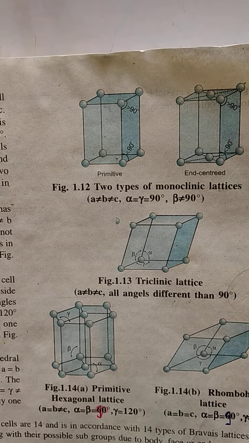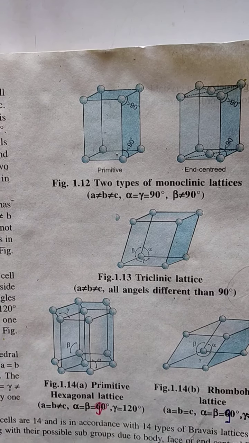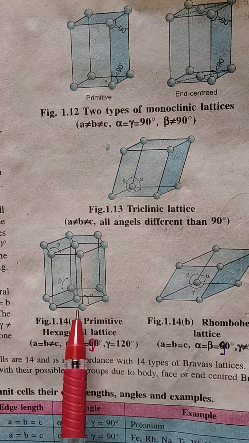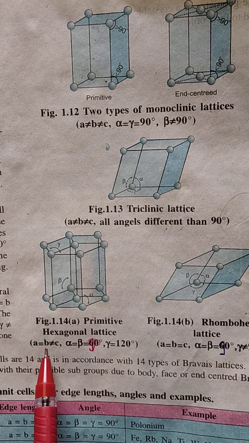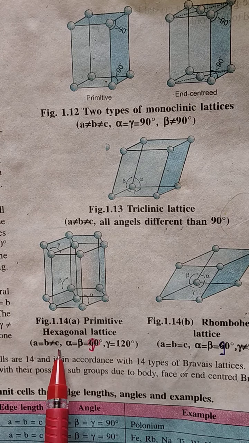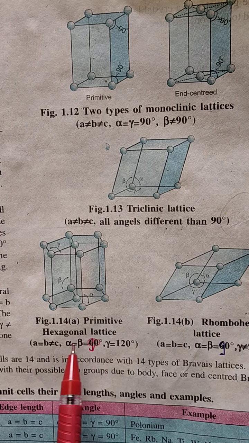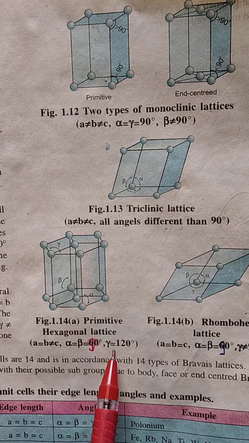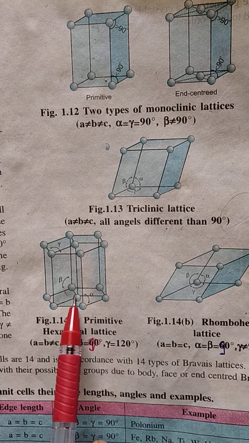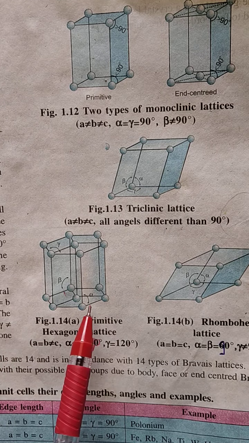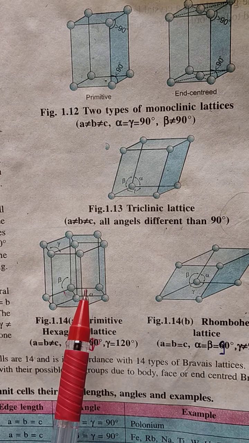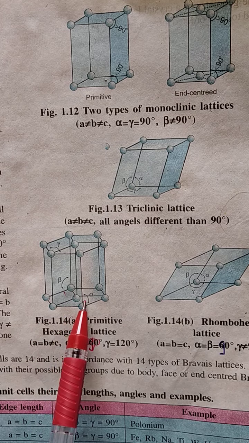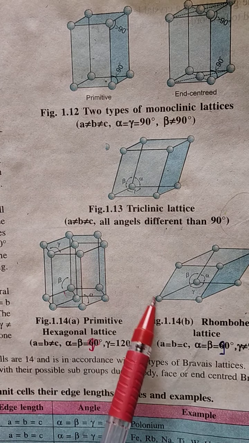The next one is hexagonal lattice. Hexagonal lattice has two sides equal. That means A is equal to B, but B is not equal to C, and bond angle alpha and beta are 90 degree, but gamma is 120 degree here. In this hexagonal lattice cell, there is only one, primitive hexagonal lattice. This is your hexagonal lattice. Only atoms present on the corner in this hexagonal lattice.